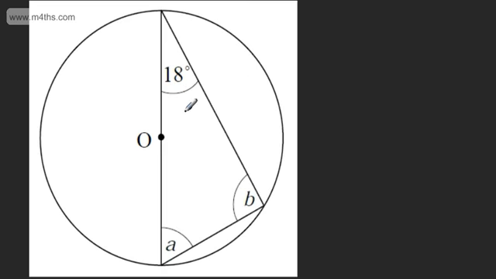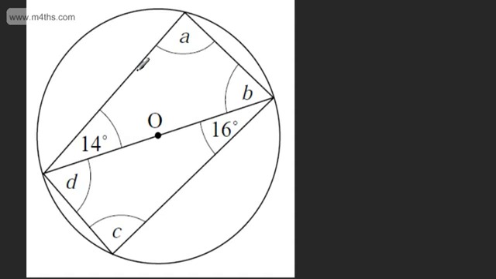Okay, another similar one. So we've got now a diameter, 18 degrees. We know the angle at the circumference, if we're in a semicircle, is 90 degrees. That gives me 108, so this one will be 72 degrees.